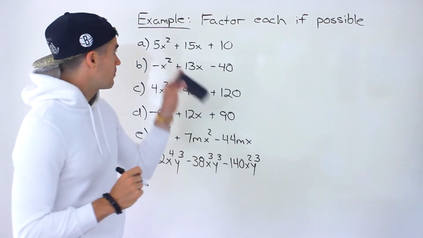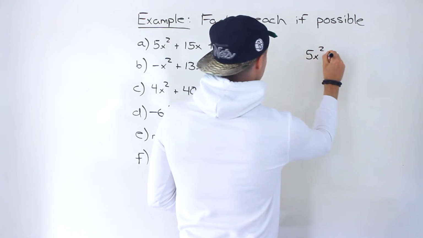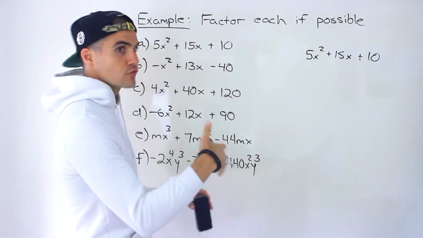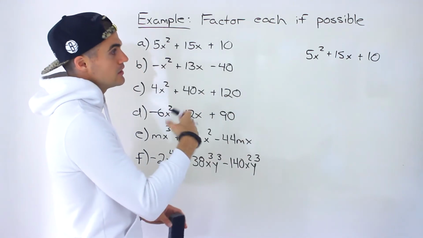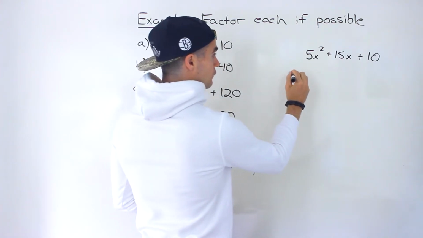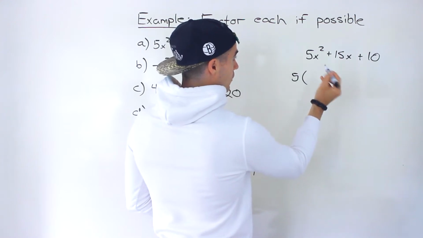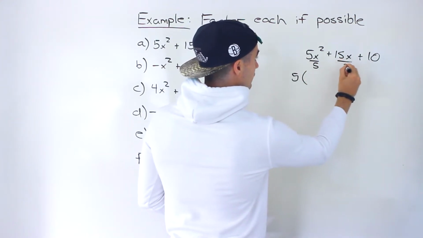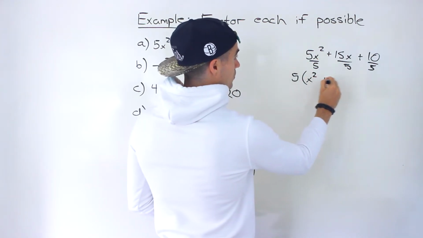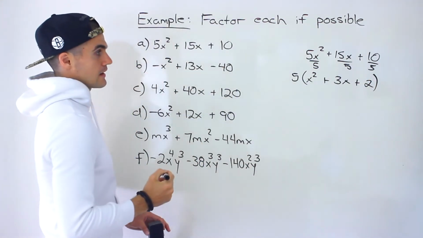So let's start off with part A. We got 5x squared plus 15x plus 10 over here. So as usual, first thing we check for, can we take something out? Notice in this case we got a 5, 15, and a 10. We could take out a 5 from all of these. So when we take out a 5, what would we be left with in the bracket? Well, we could just take everything and divide it by 5. So the 5's cancel out here. We'd be left with an x squared plus 3x plus 2, like that.